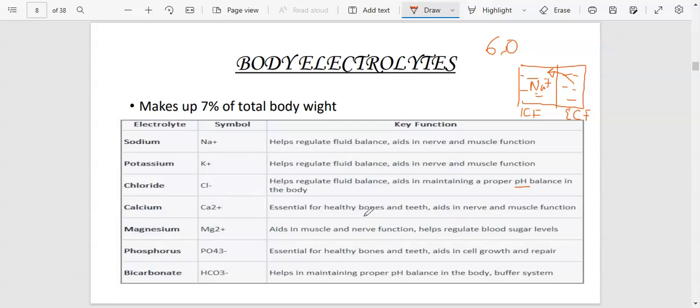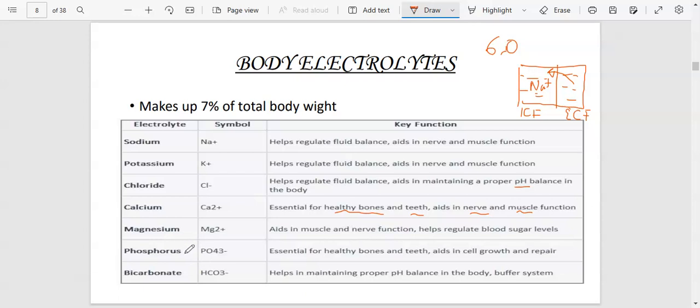We also have calcium, which is essential for healthy bones and teeth. It also aids in nerve and muscle contraction. We also have magnesium, which aids in nerve and muscle functions. It also helps in regulating blood sugar levels. That is magnesium. Blood sugar levels are very, very important, because when the sugar levels are too high or too low, that is going to affect a person.